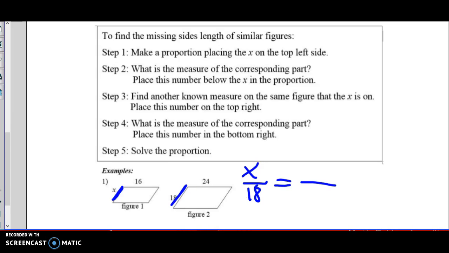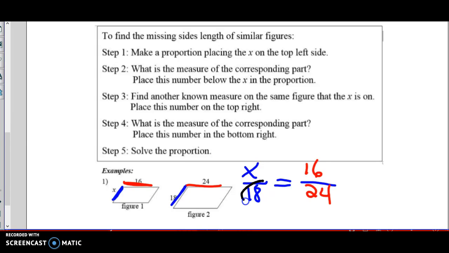Now let's look at the rest of our figure. This long side, 16, corresponds with 24. Now that I have my proportion, I just need to cross multiply and divide, and then I can solve for x.